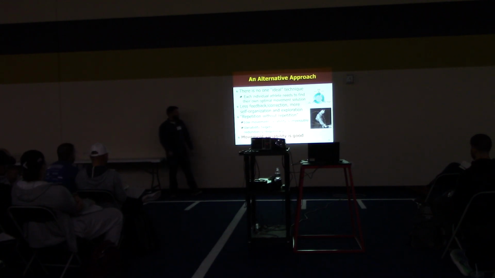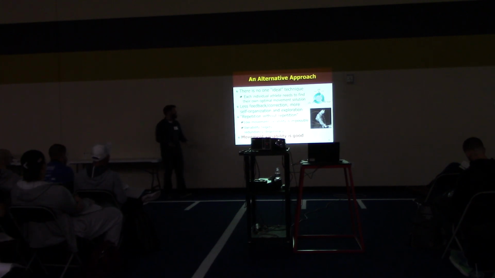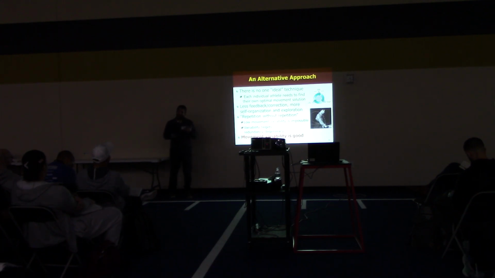So the alternative approach to the traditional one I mentioned, where you want to squash variability, is a version of Carl's constraints diagram. The idea is that there's no one ideal technique. Each individual has to find the ideal solution by solving these constraints. As a coach, we want to give less feedback and less correction to allow more self-organization and exploration.